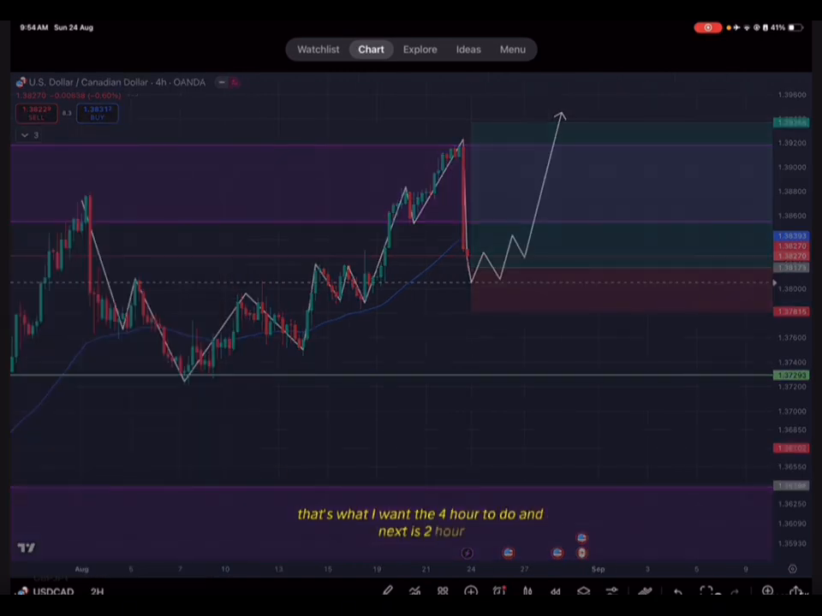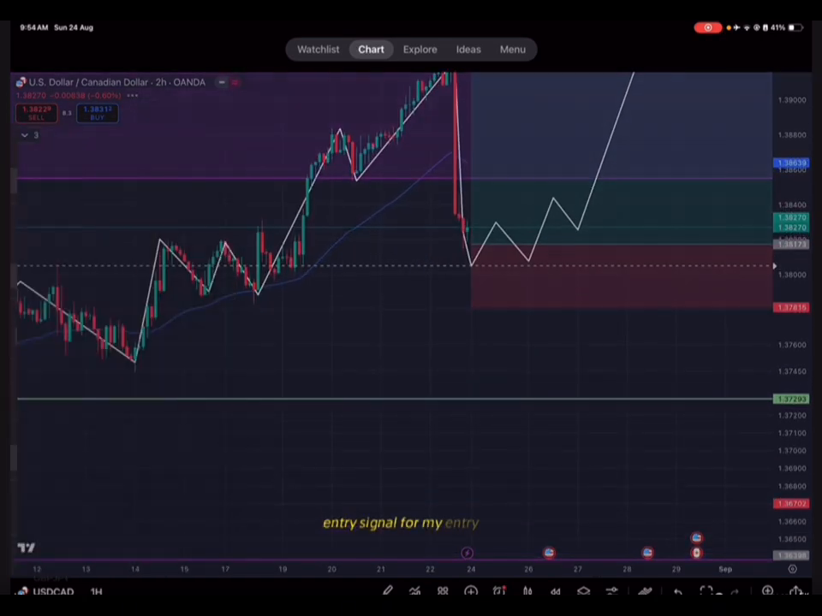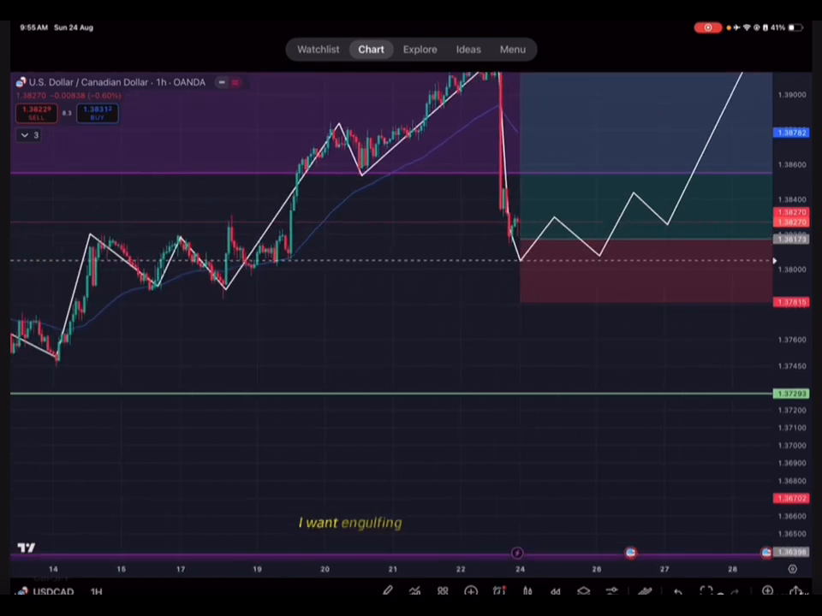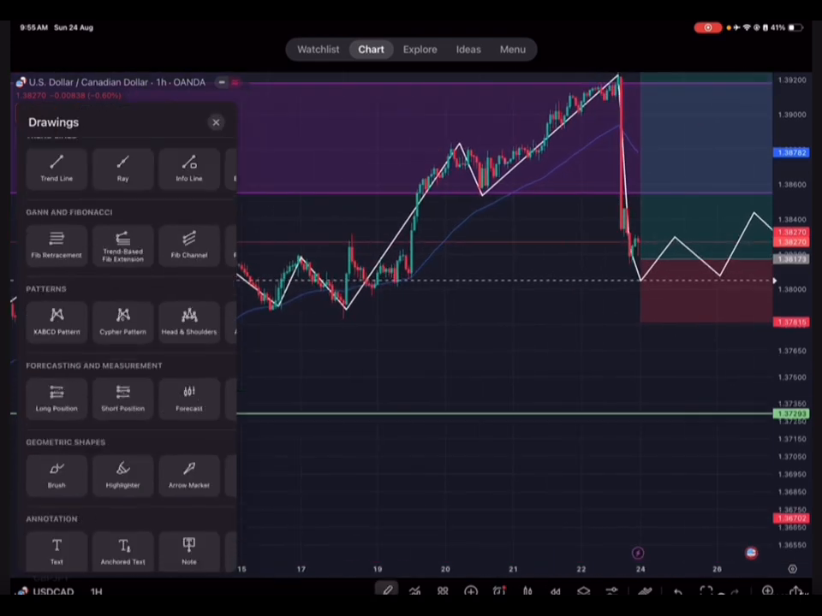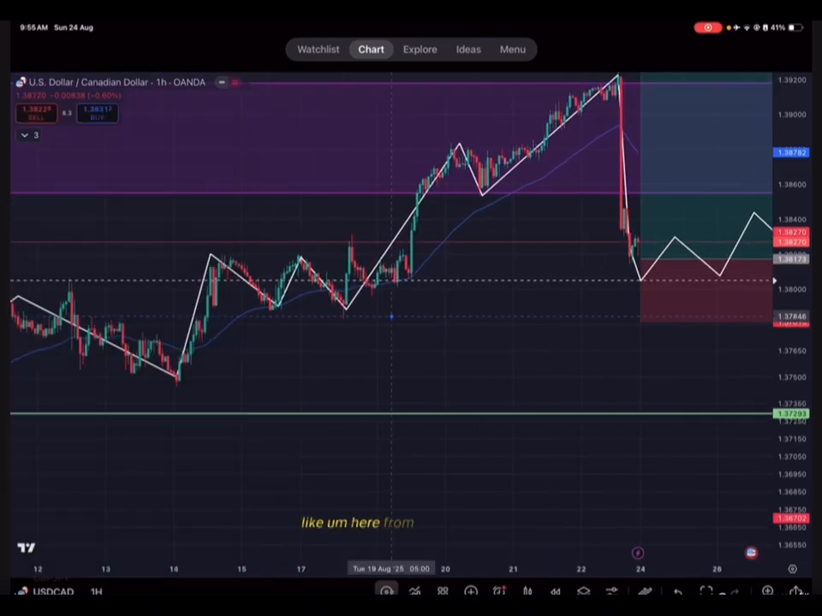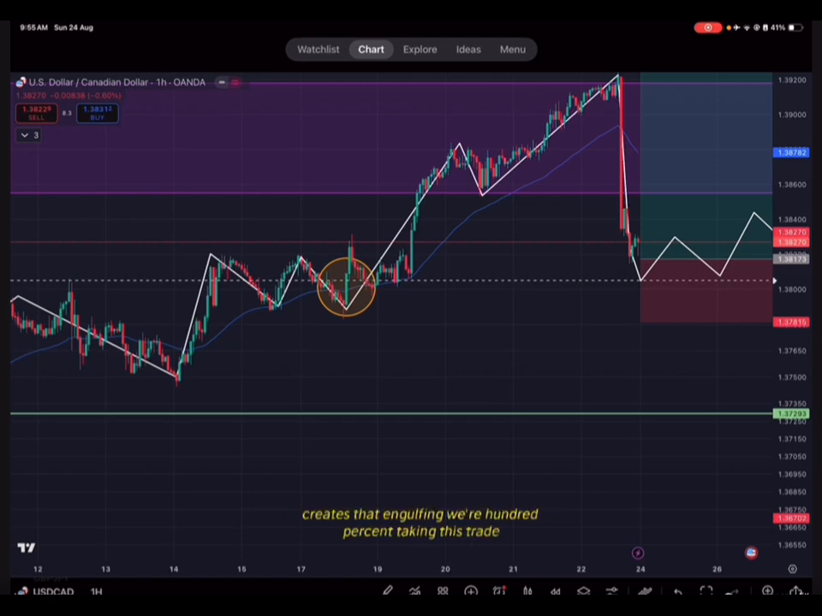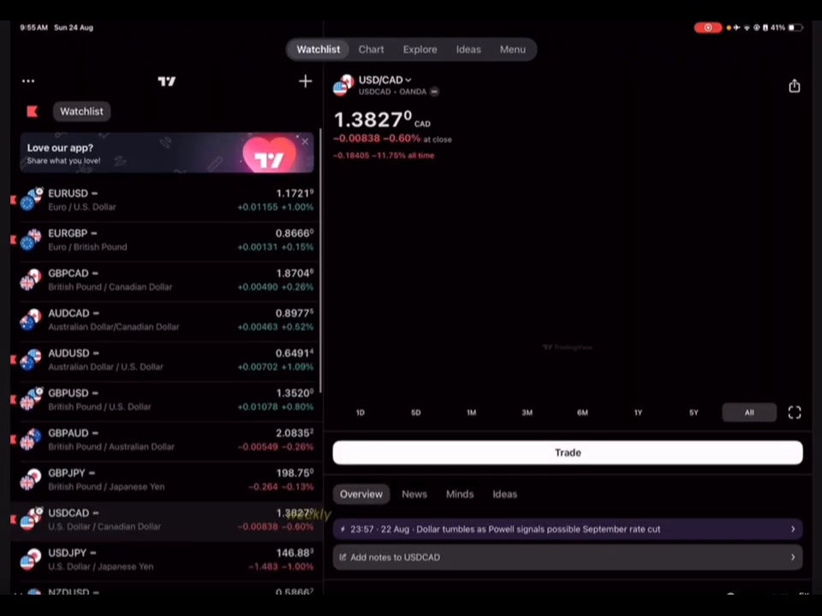And next is the 1 hour entry signal. My entry signal, I want an engulfing candlestick, same as here. If the 1 hour creates an engulfing candlestick after the 4 hour market shift, we're 100% taking this trade no matter what. Now this is my weekly analysis and my favorite market that I want to take a trade in.